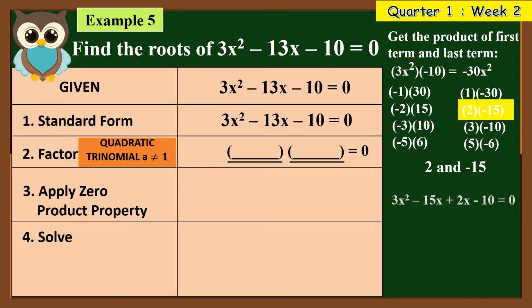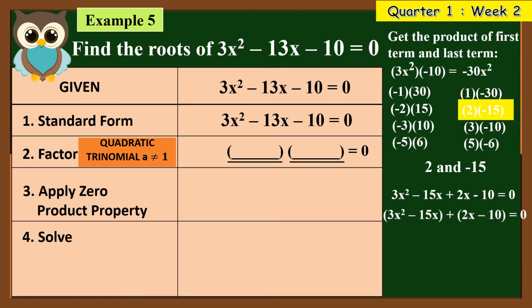So, hindi pa po dyan natatapos. We have to write our equation as this. So, you have here 3x squared minus 15x plus 2x minus 10 is equal to 0. Ma'am, bakit po nauna yung negative 15? We have to group our quadratic equation with their similar term or having their common factor, kaya po nauna si negative 15. So, we have to group them.